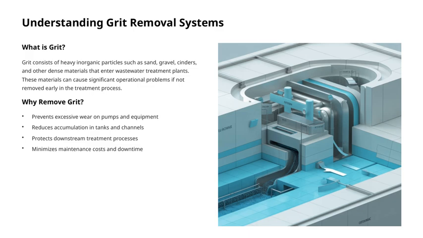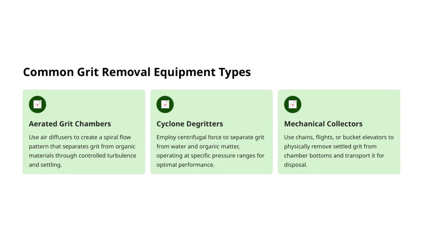So, understanding and properly managing grit is a key part of ensuring our wastewater treatment systems run reliably and effectively. When it comes to common grit removal equipment types, there are a few key options to consider. First, we have aerated grit chambers. These use air diffusers to create a spiral flow pattern, which helps separate grit from organic materials. The controlled turbulence and settling process makes sure that grit settles out effectively while organic matter stays suspended.